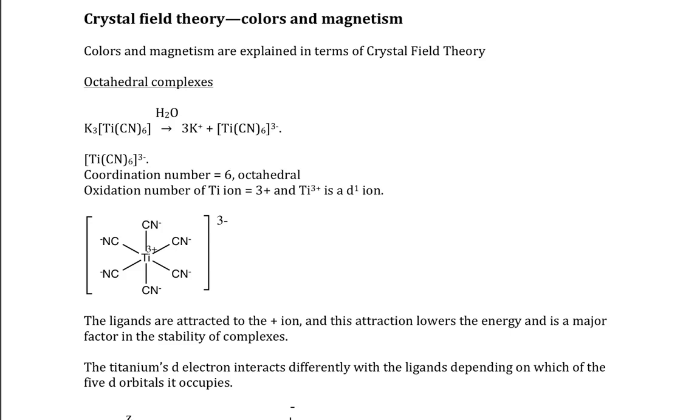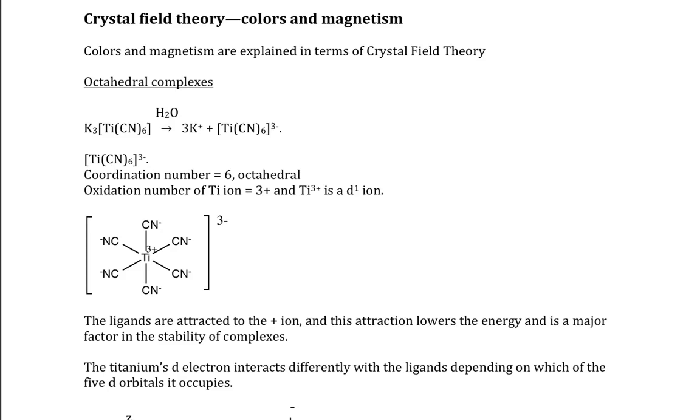The ligands are attracted to the plus ion. So titanium has a positive charge, so the ligands with their electrons and even their charge are attracted to that positive ion. This attraction lowers the energy as the molecule forms and is a major factor in the stability of complexes. It explains why they form. The titanium's d electron interacts differently with the ligands depending on which of the 5 d orbitals it occupies.